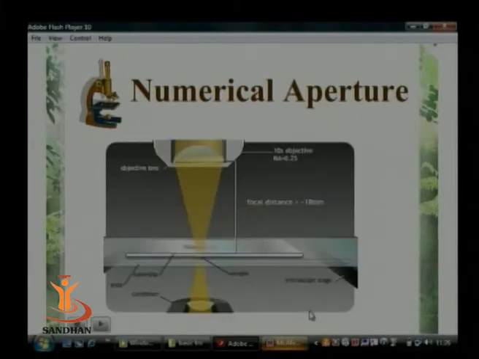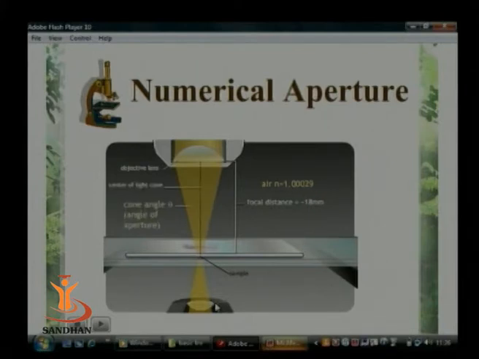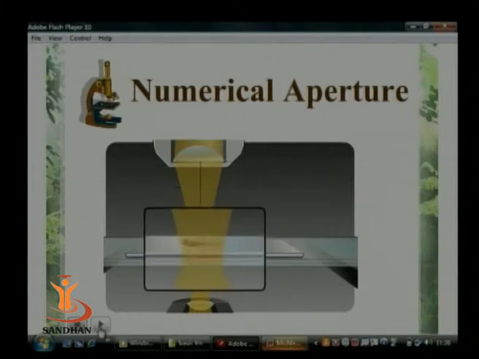Now this animation will tell us in better detail what exactly the importance is of the numerical aperture and the lambda, the wavelength of the light under use. Let us see. You can see here, this is the low power objective in operation.